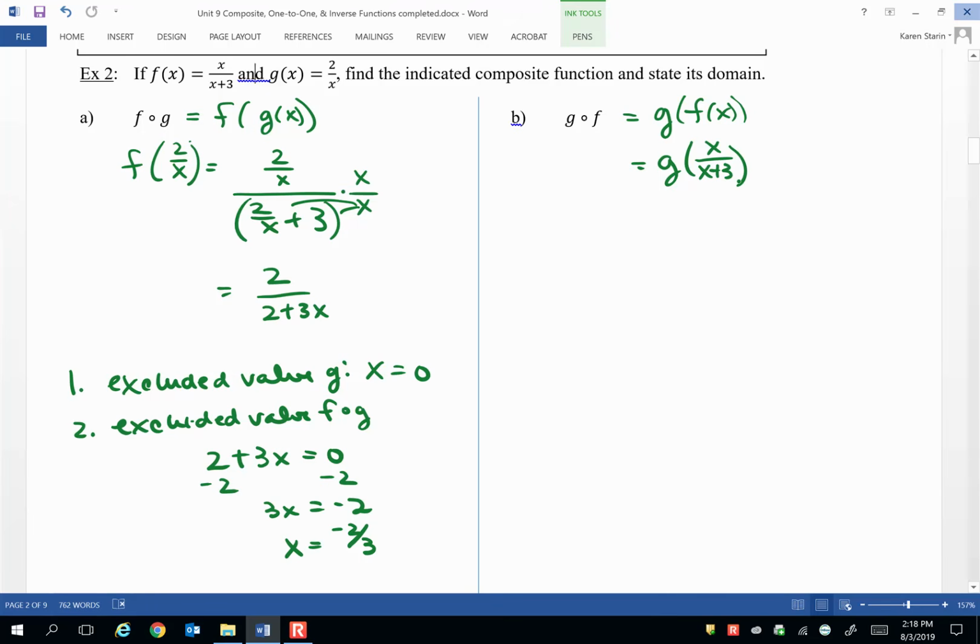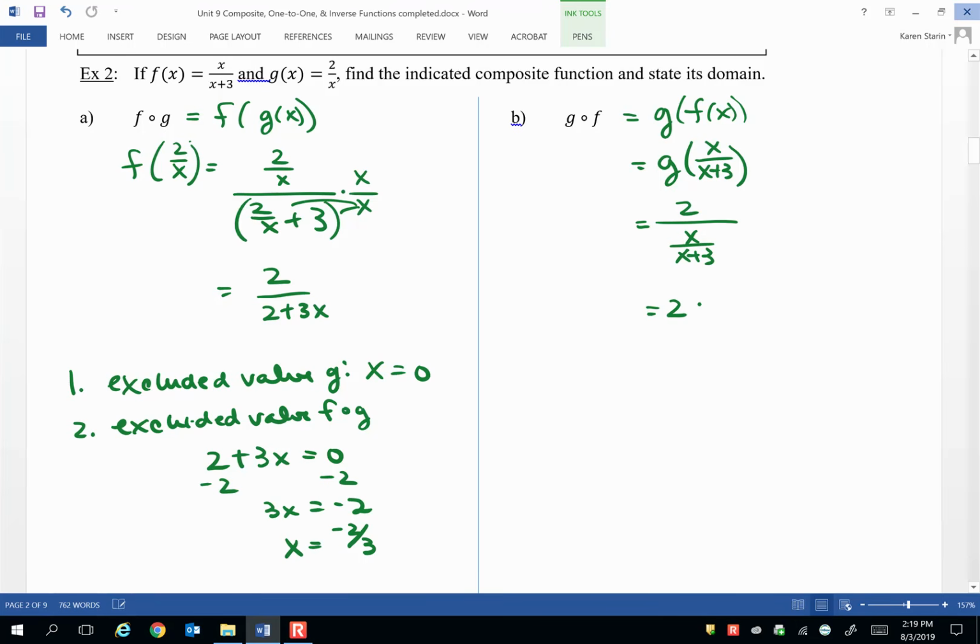Well, f of x is x divided by x plus 3. So everywhere in G that we see an x, we're going to replace that with this rational expression. So this becomes 2 divided by x over x plus 3. And now we'll just clean this up a little bit.